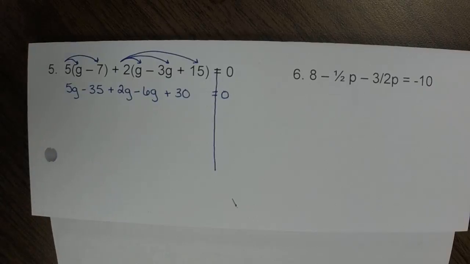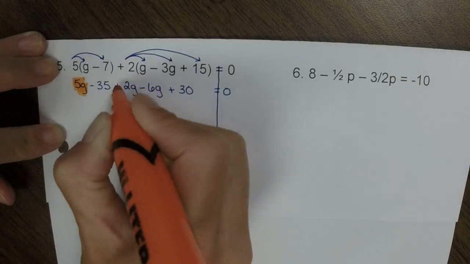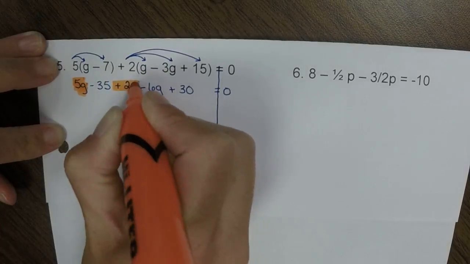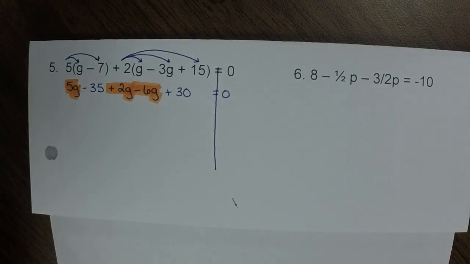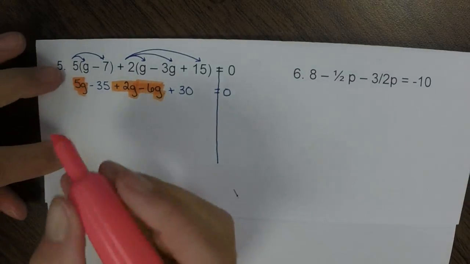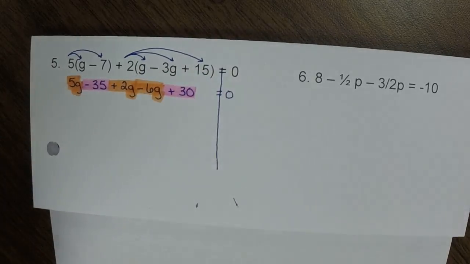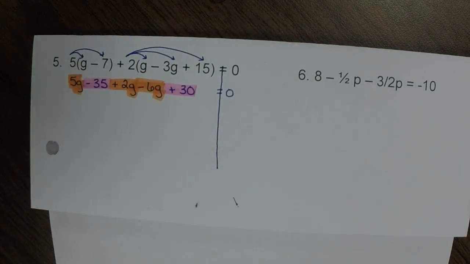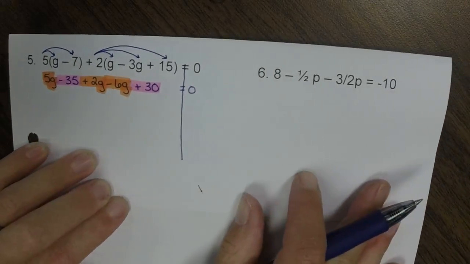So from there, I want you guys to combine your like terms. So I've got 5g plus 2g minus 6g. So all 3 of those go together. And then I have -35 and a positive 30. So see if you guys can put those together and then solve that equation.